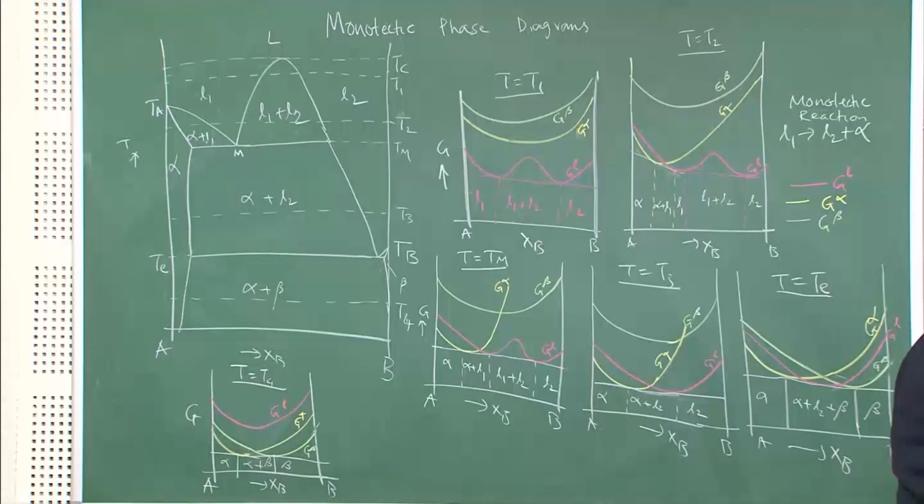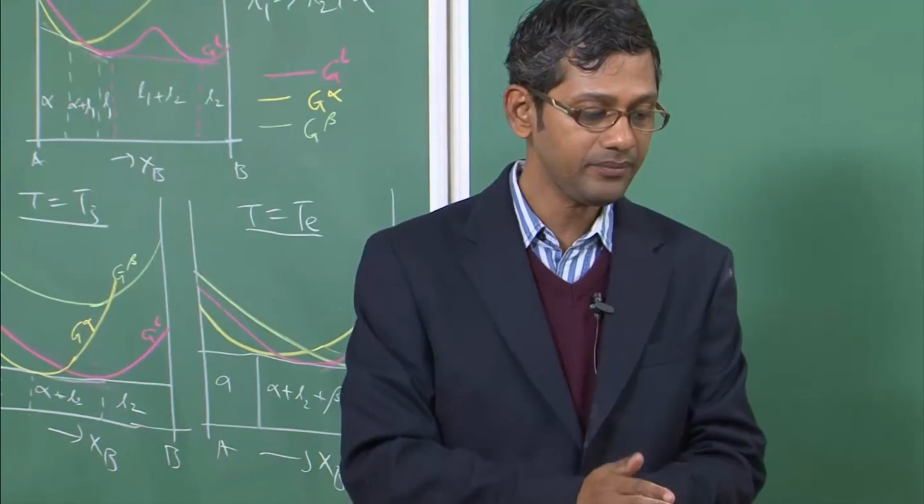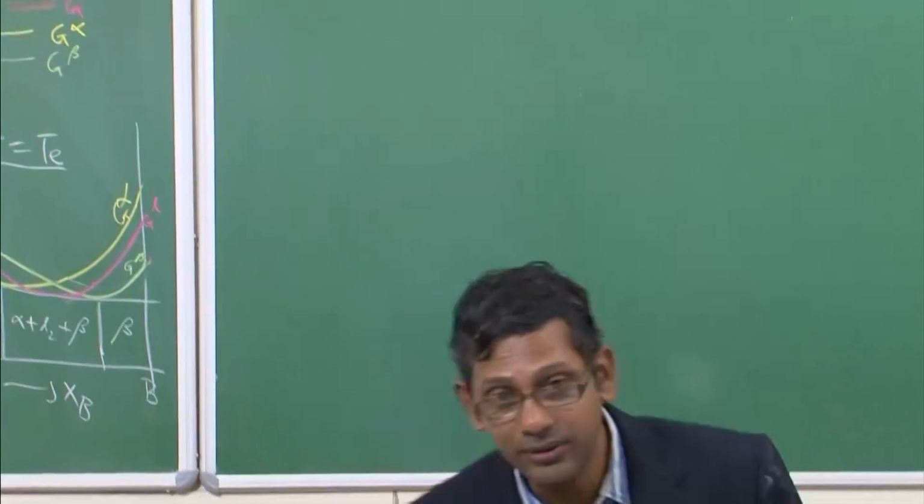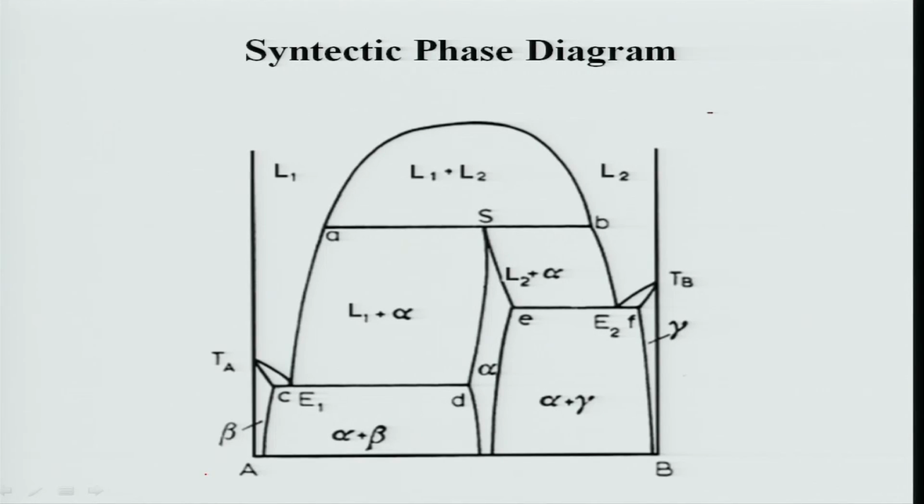Now we will discuss syntectic reactions, and I quickly go back to the syntectic thing. Syntectic phase diagrams are also phase diagrams where liquid phase immiscibility is present. So let us look at it. This is the typical phase diagram of a syntectic reaction. By the way, a syntectic reaction is similar to a peritectic reaction. It is like L1 plus L2 giving rise to alpha phase.